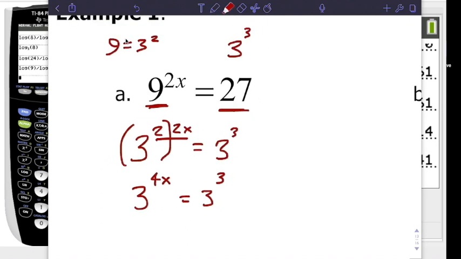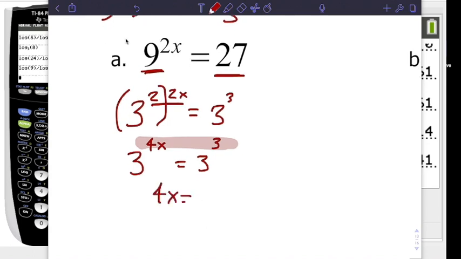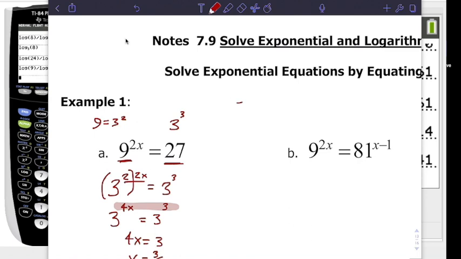And what you do is you set your exponents equal to each other. So we're going to say 4x equals 3, and therefore x is equal to 3/4. So the big idea with these is get a common base. If we can rewrite these with a common base, then we're going to be good to go.